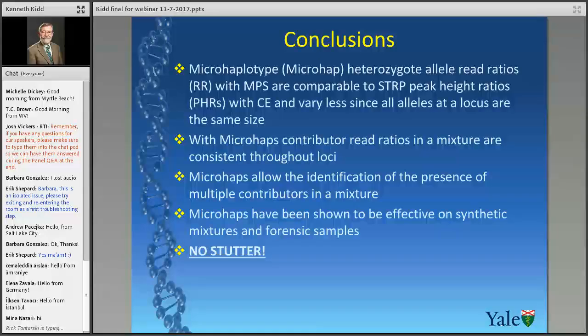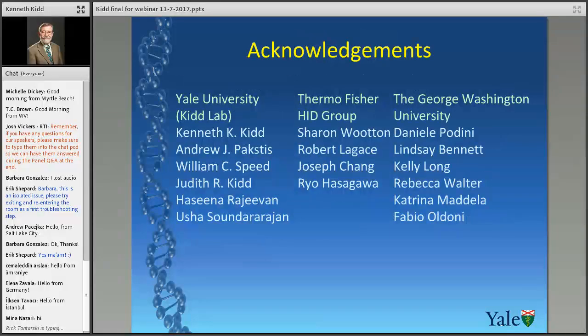The read ratios are comparable to STRP's peak height ratios. The contributor read ratios in the mixture are consistent, or certainly appear to be, throughout loci. They allow identification of multiple contributors. They're effective on synthetic mixtures, and as you'll hear from Dr. Podini later, on obvious forensic samples. And there's no stutter, the confounding factor in STRPs.